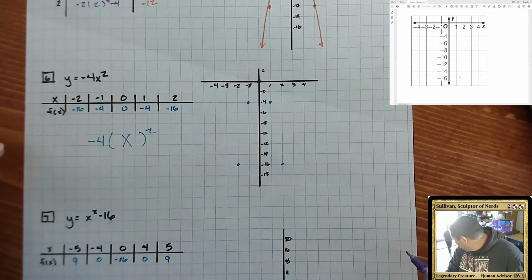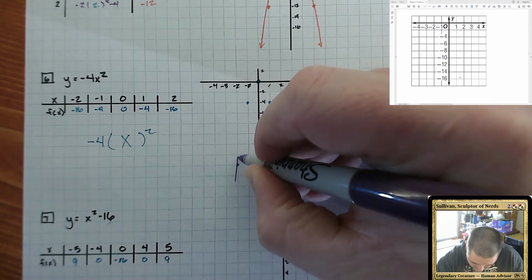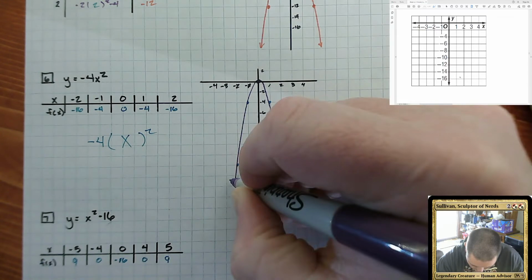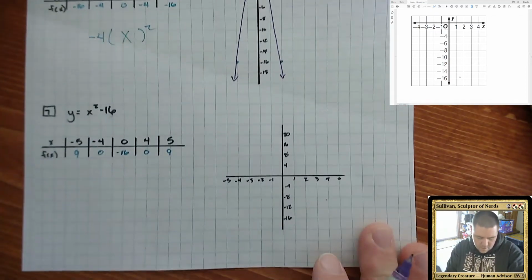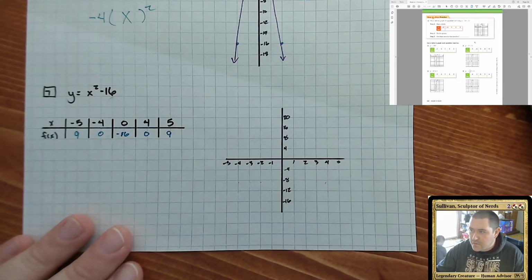I know those shakies are awesome, right? And we connect the dots. Okay? On 7, again, you have to be very careful with your scale.